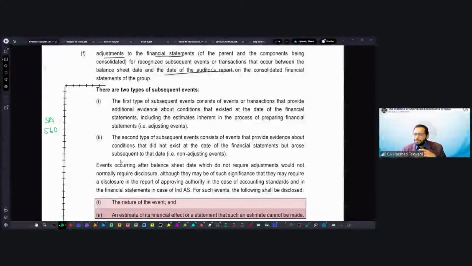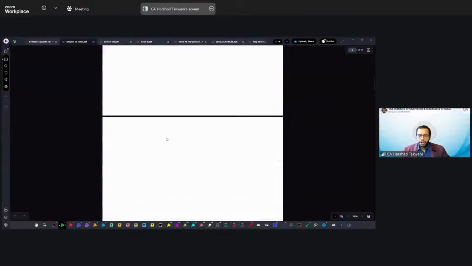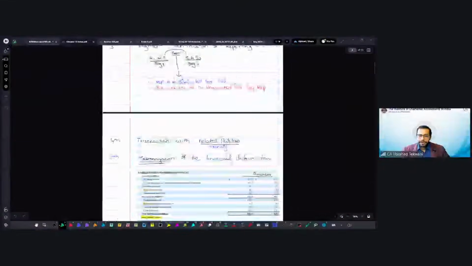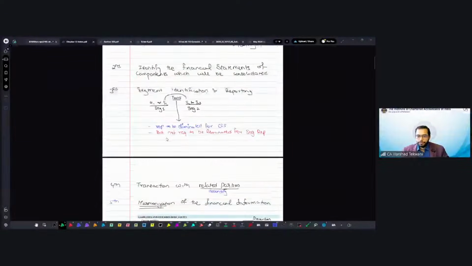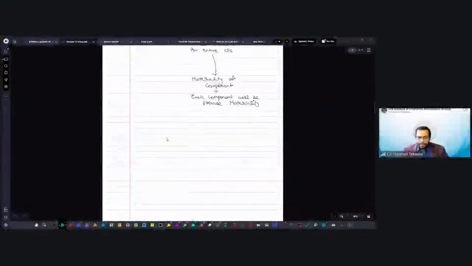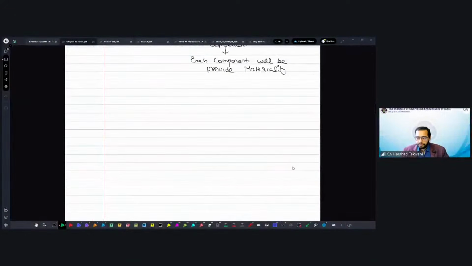Now, why does it become very important when we are talking about consolidation? See, when we are talking about consolidation, why does SA 560 become very important? The reason is because you have different audit reports and financial statements with you. Again, I will take the same example. Let's say we have multiple entities.